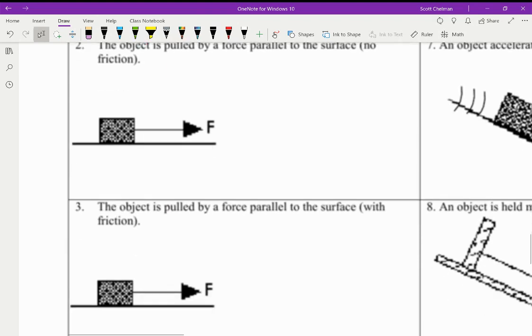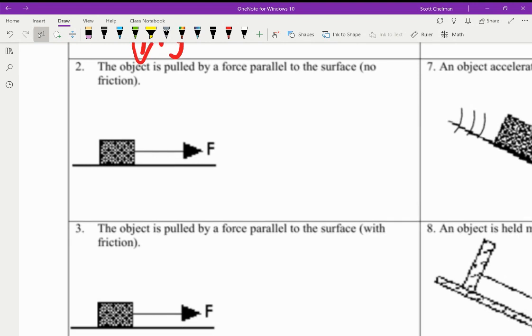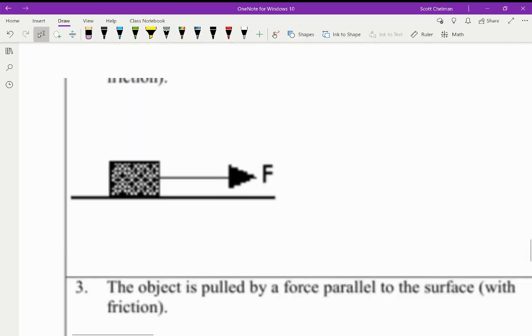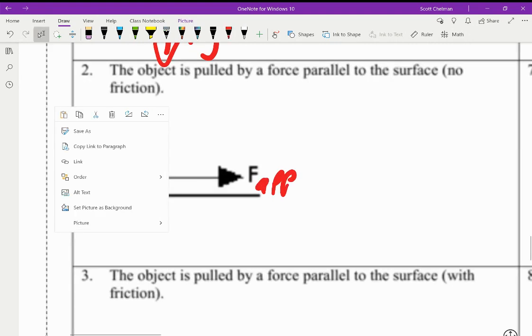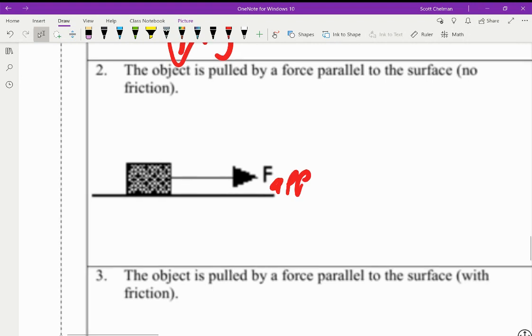So, number 2 then. Okay, Daniel, what do you have here? Application going to the right. Okay, this is the application force. And then, normal going the opposite direction? Yeah. No. Yeah, Matthew? Is it friction the other way? Now, it would be, but what does it say in the problem?